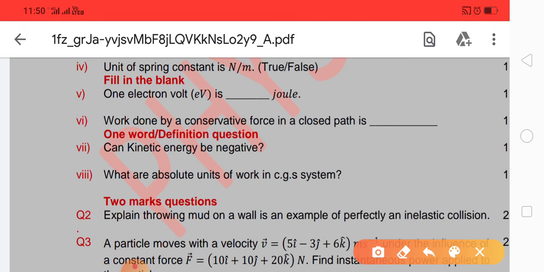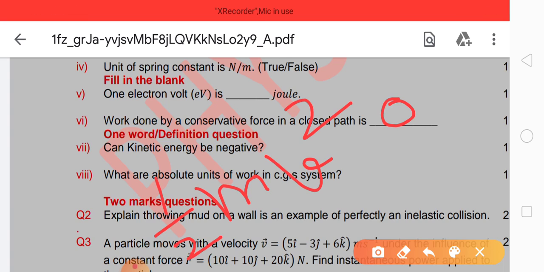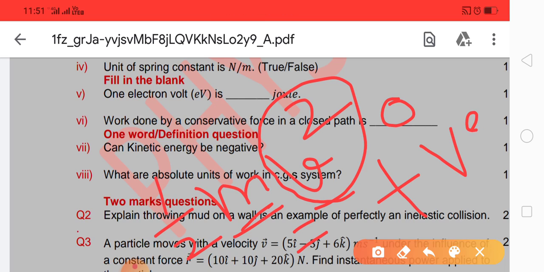Next is, work done by conservative force in closed path. I have already told you, it is 0. Can kinetic energy be negative? What is the formula for kinetic energy? Half mv square. Mass is always positive. Velocity is squared. Velocity may be positive or negative, but its square is always positive. So kinetic energy will always be positive, never negative.